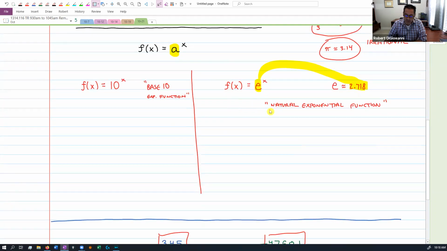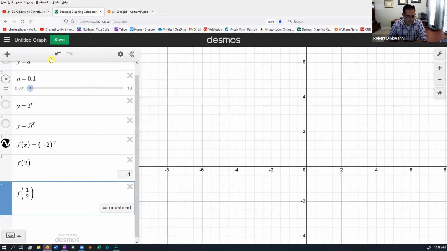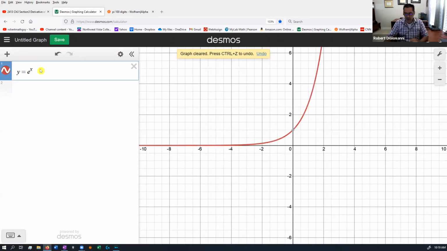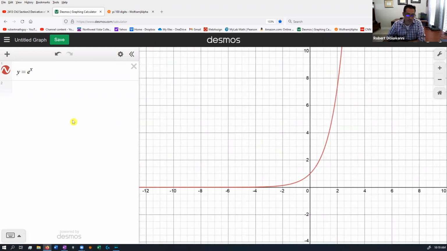And then this one is special for a reason that's very difficult to explain, but it's essential in a calculus class. I'll try my best to explain this with a graph. Let me just do a new graph. So if I type in here e to the x, it graphs it for me, okay? So here's what's special about this graph.